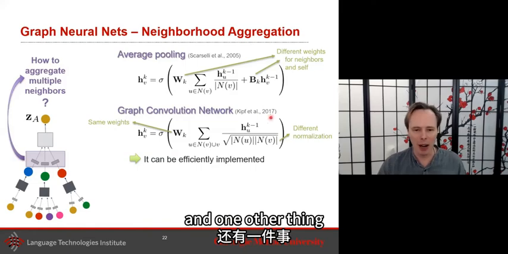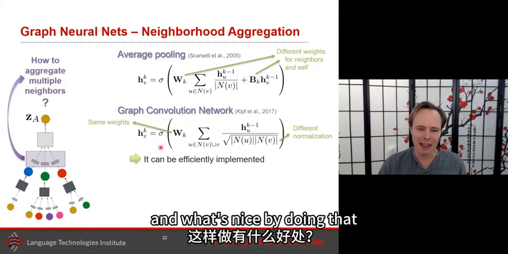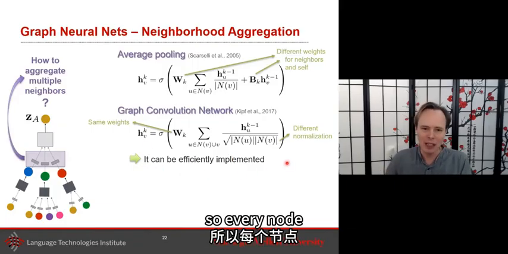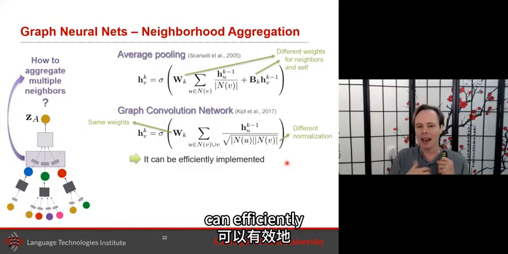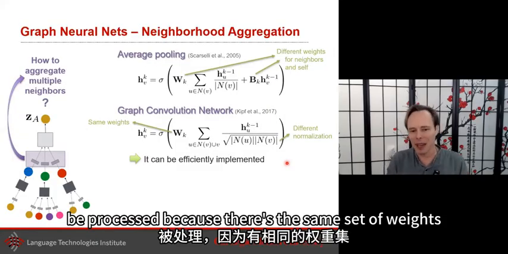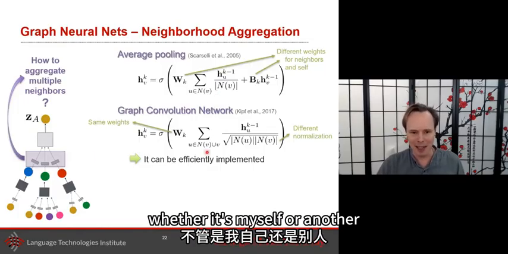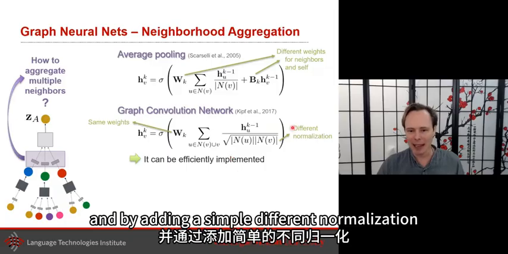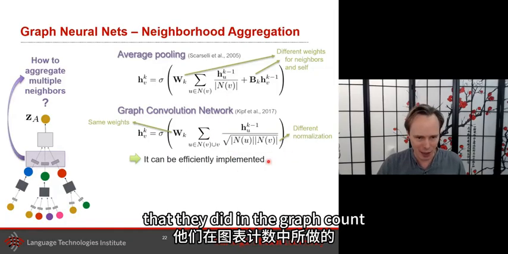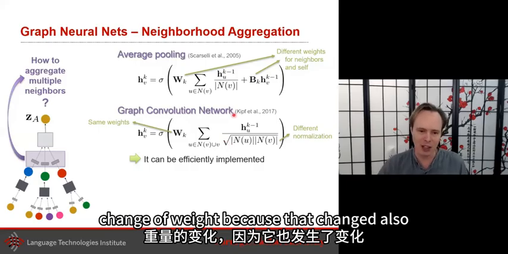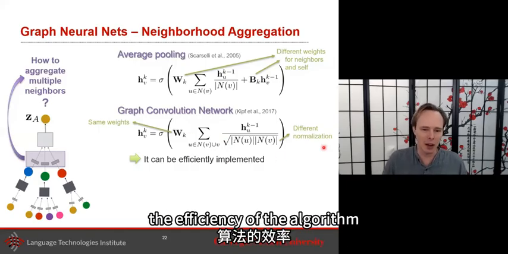And what's nice by doing that is that suddenly things become a lot more efficient. Every node can efficiently be processed because there's the same set of weights for every node, whether it's myself or another. And by adding a simple different normalization, that's one small change that they did in the graph convolutional network. But the bigger change was probably this change of weight, because that also changed the efficiency of the algorithm.